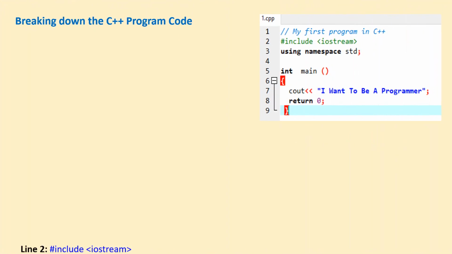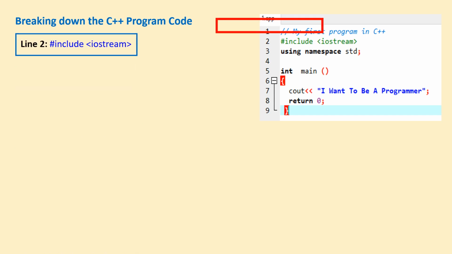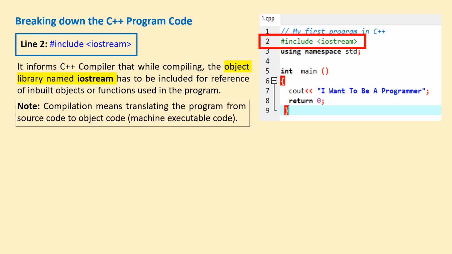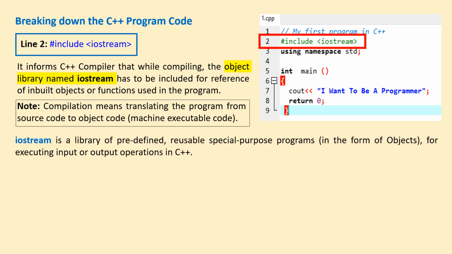On line 2, we have #include <iostream>. This line informs the C++ compiler that while compiling, the object library named iostream has to be included for reference of inbuilt objects or functions that are used in the program. Note that compilation means translating the program from source code to object code or to the machine executable code. iostream is a library of predefined, reusable, special-purpose programs in the form of objects for executing input or output operations in C++.